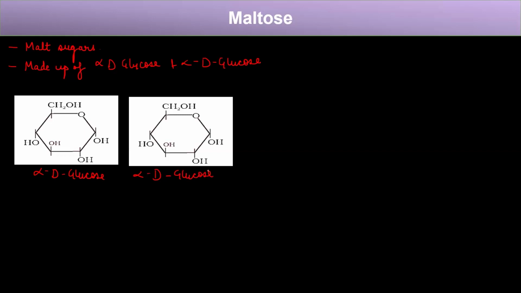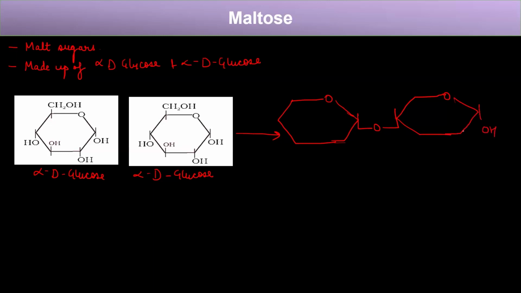Okay. Now, when the glycosidic bond formation takes place, how will it look? The structure will look something like this. So you have one, this is OH, this is OH, OH, CH2OH. Similar will be the case here also, right? The OH, OH, right? So this is the structure of maltose.